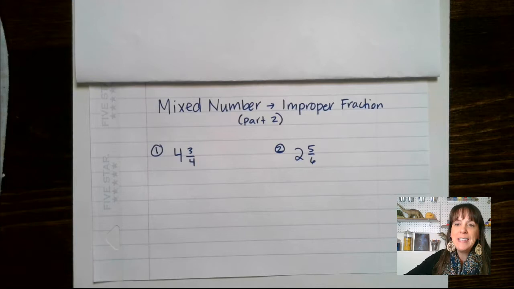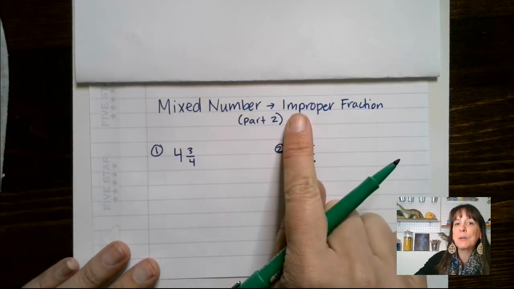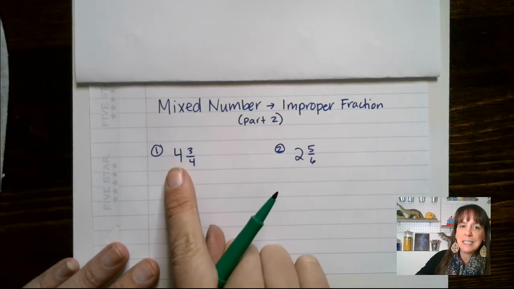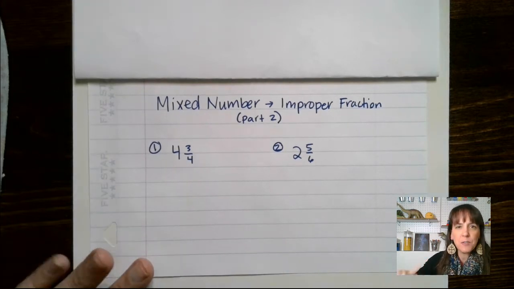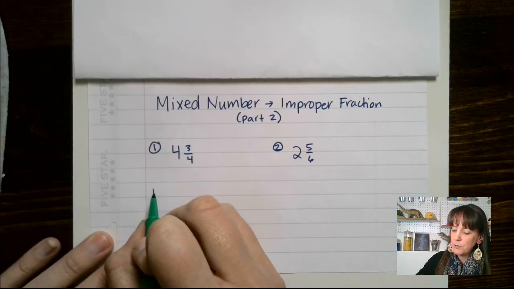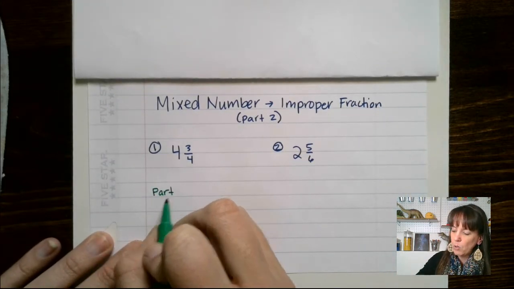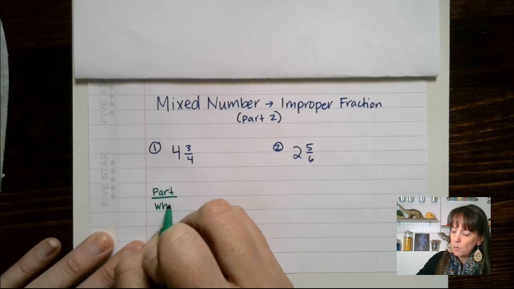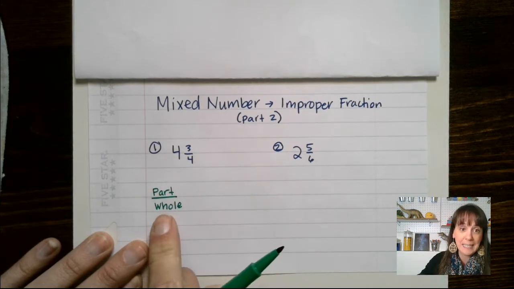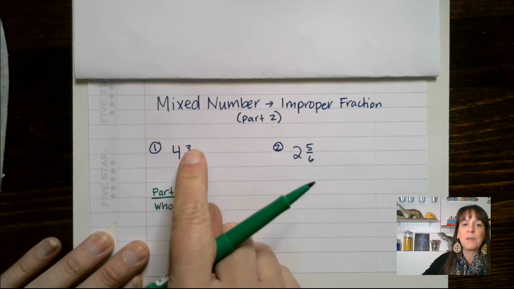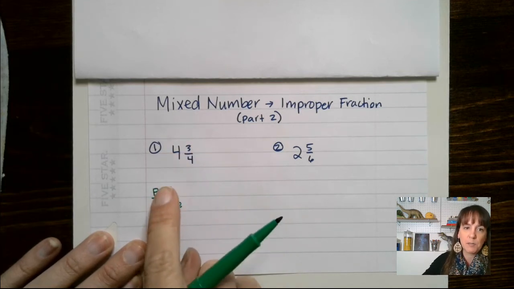All right, so our next refresh is mixed numbers to improper fractions. So this is a mixed number. And just as a reminder, a fraction in general is usually our part over our whole. And sometimes we have a whole lot more than our whole here. We have 4 wholes, and then we have 3/4, which is our part over our whole.